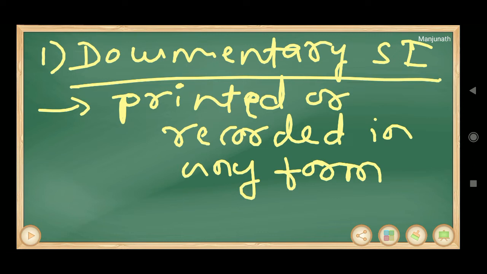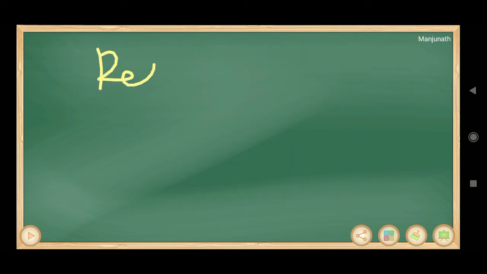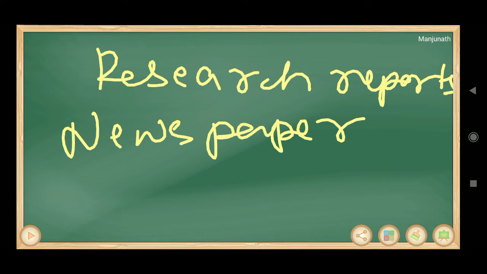Usually in documentary sources we have seen textbooks, research reports, theses. These are called various documents. So textbooks, research reports, which are all printed formats, and magazines, newspapers. These are all examples of documentary sources, which are in printed form or in any recorded form. So this is about documentary sources.